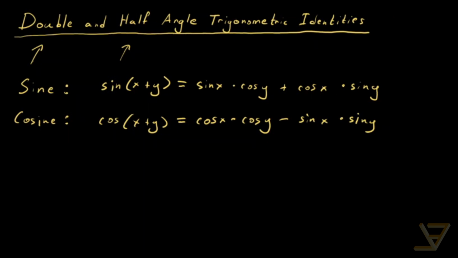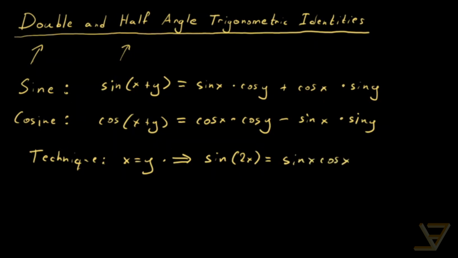Now what we're going to do is substitute in x equals y, so we get double angles. So what we get when we do this is that sine of 2x is equal to sine x cos x plus cos of x sine of x, and that's just equal to 2 times sine x cos of x. So that's the double angle identity for sine of 2x.